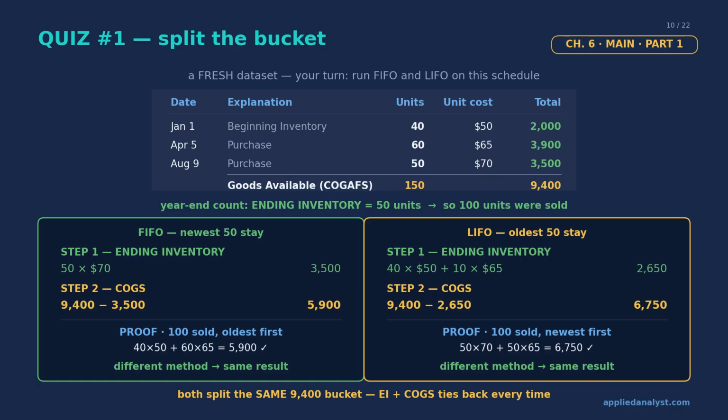If you nailed both, genuinely celebrate. You just did the single hardest computation in the whole chapter. And if you want 10 more exactly like this, the free practice set for this chapter is on the site.